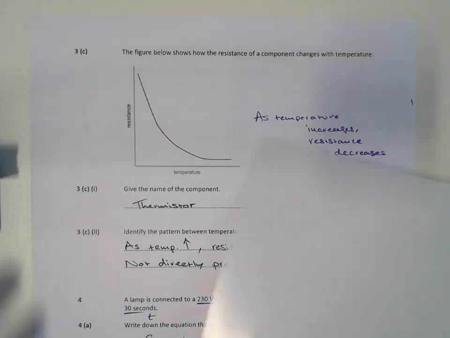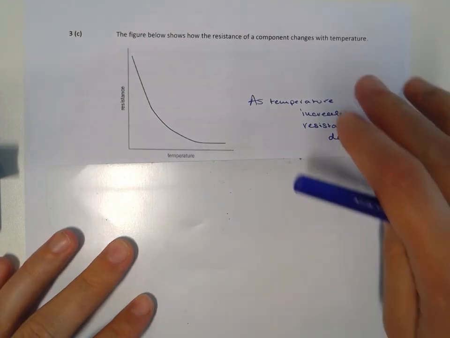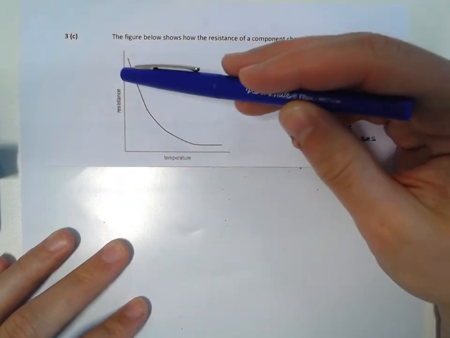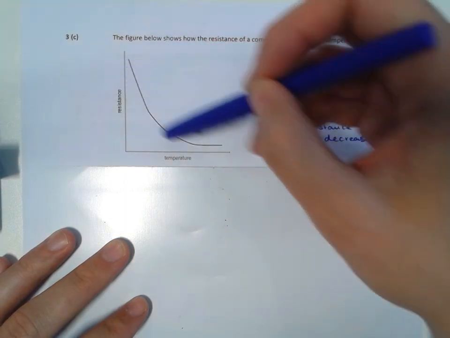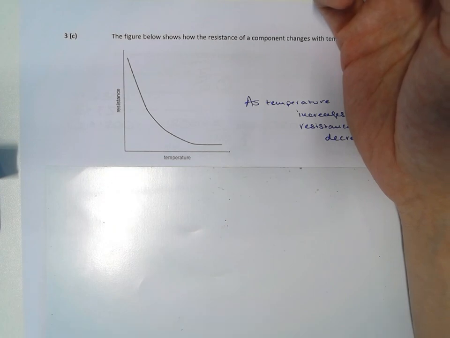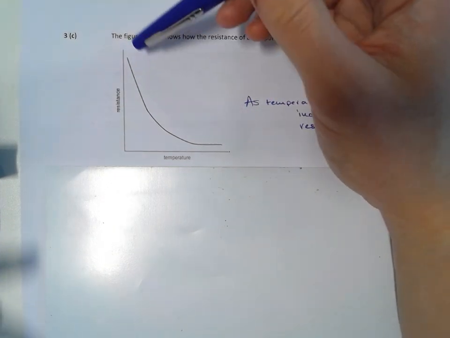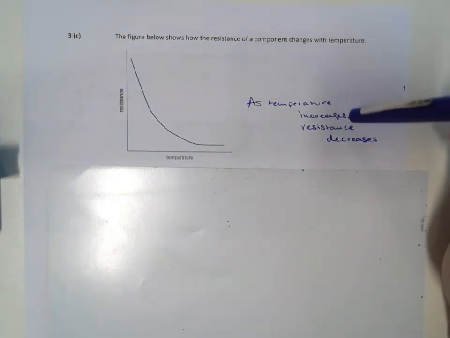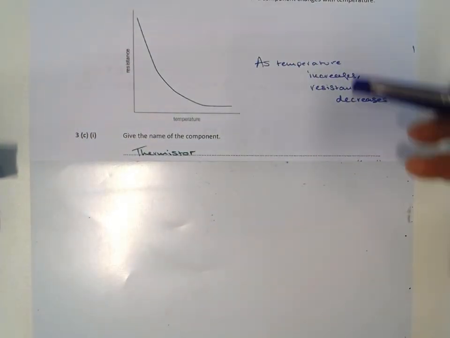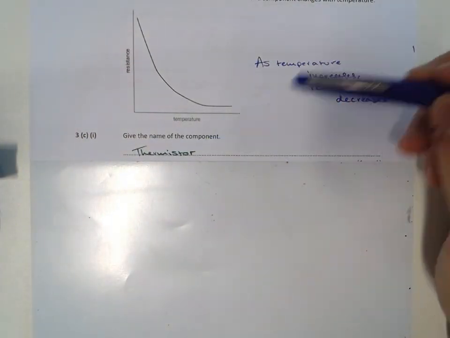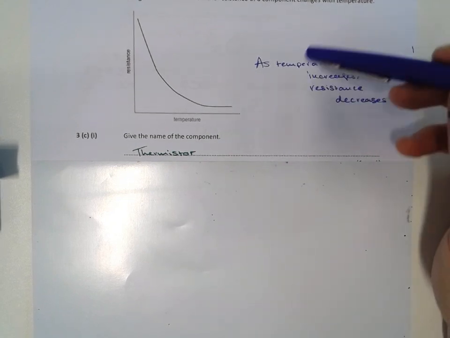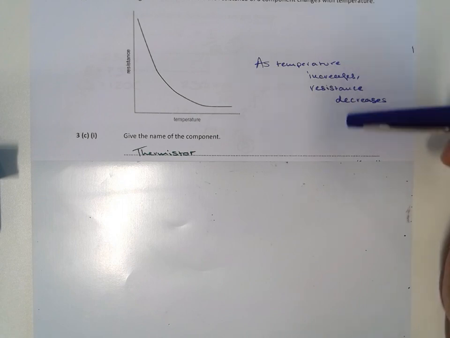So just looking at this graph first of all, we've got temperature on the x-axis, resistance on the y-axis. As temperature increases, resistance decreases. You see that because the line is going down, it's going down in a curved way. And I've just made that note there. It wants to know the name of the component that does this. Right, the name's a thermistor. So thermistors respond to temperature, and the opposite happens. If temperature increases, resistance decreases.